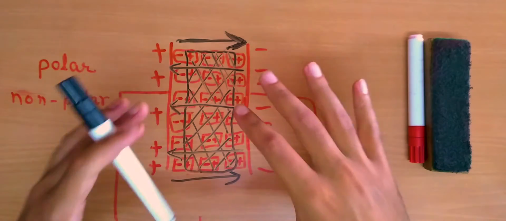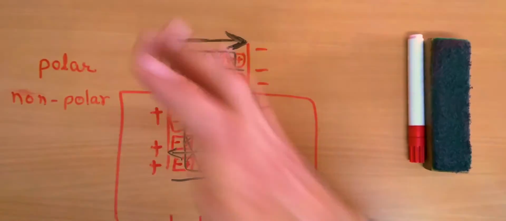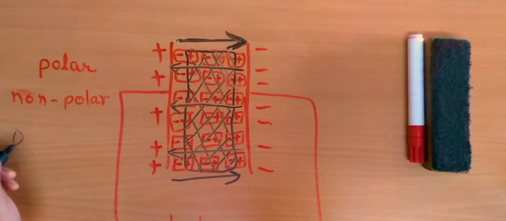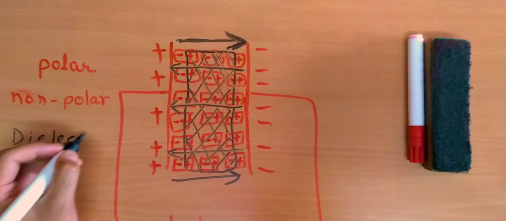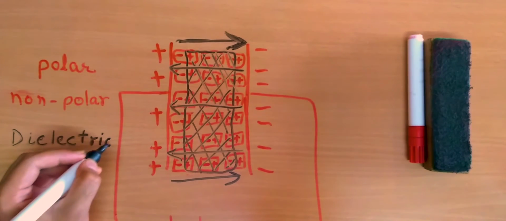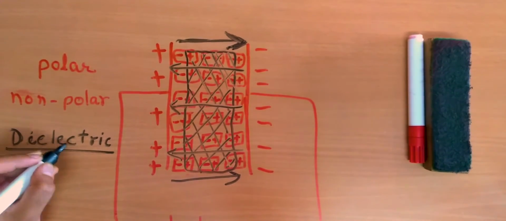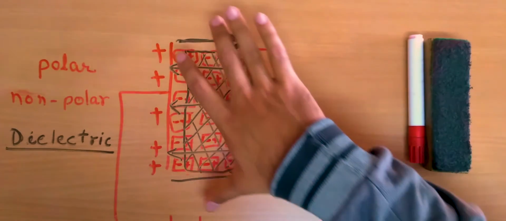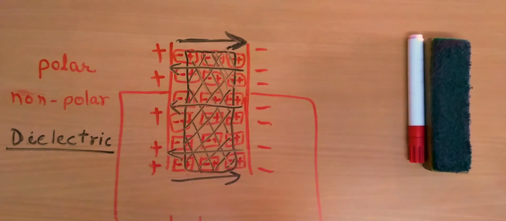Now the net electric field is reduced due to this substance that I have added. This substance that I have added is called a dielectric. So if I add a dielectric between the two plates of the capacitor, this actually reduces the electric field between the plates. Now let's see what effect this has.